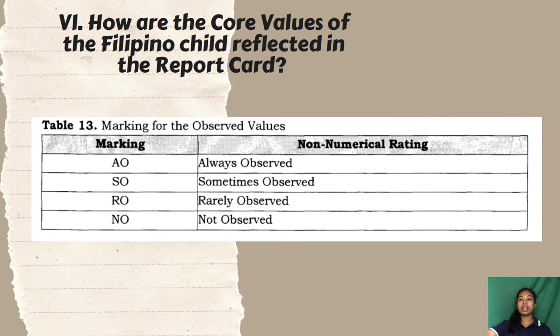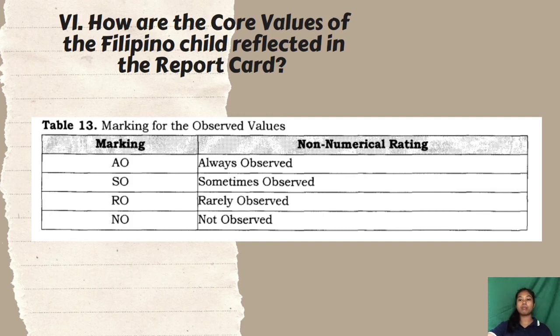A non-numerical rating scale will be used to report on learners' behavior, demonstrating the core values. The class advisor and other teachers shall agree on how to conduct these observations. They will also discuss how each child will be rated. So this table presents the marks that must be used.